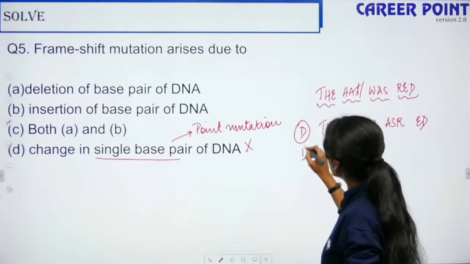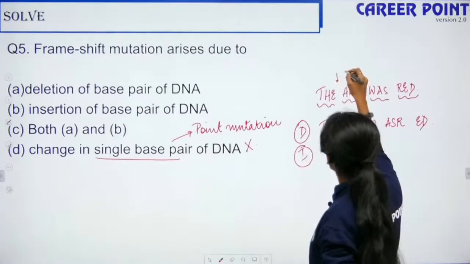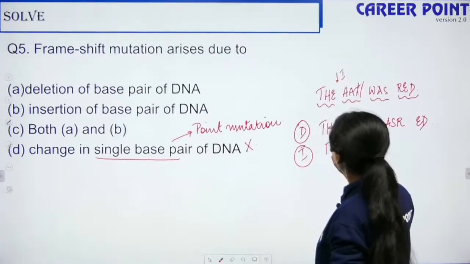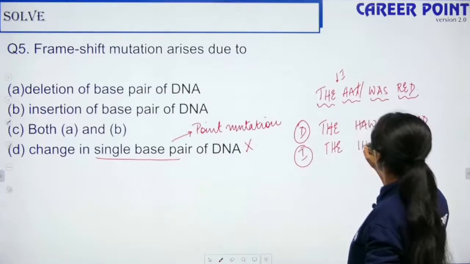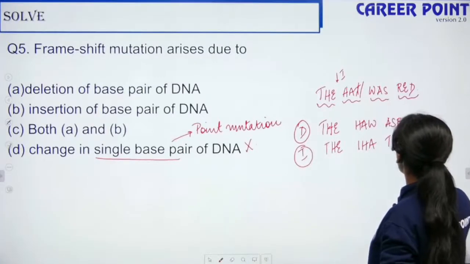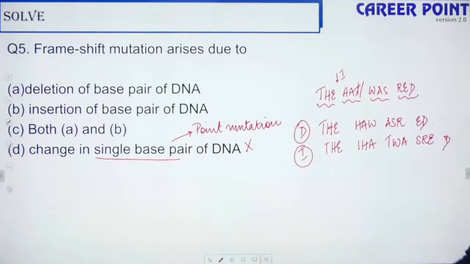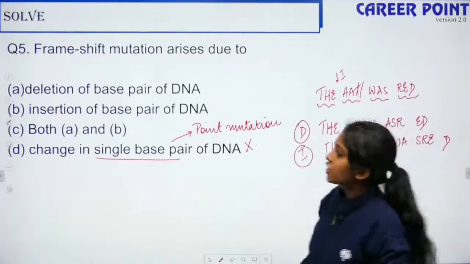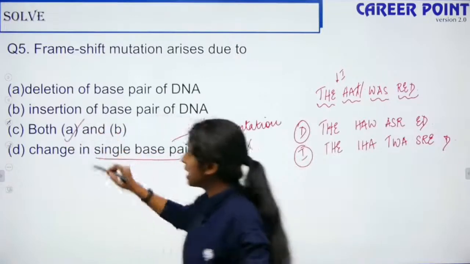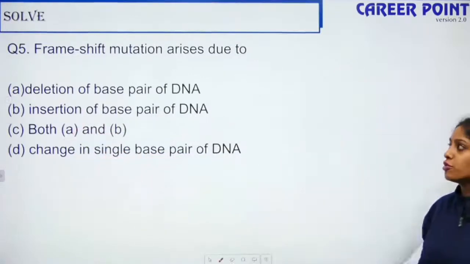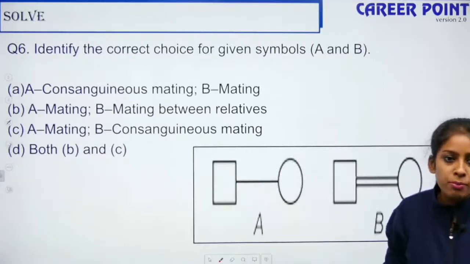So if I have an insertion, if I insert an I here, so it is THE, IHA, then TWA, HRE, then D. So both your deletion and insertion cause change in the reading frame, that is your frame shift mutation. So question number 6.